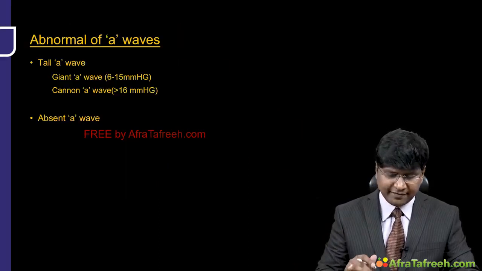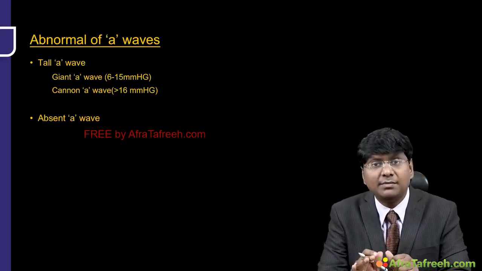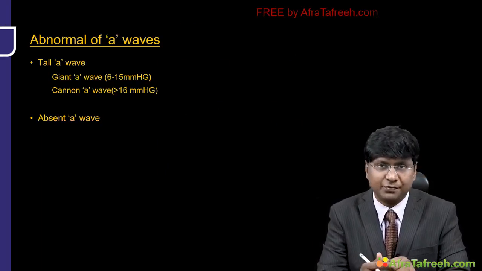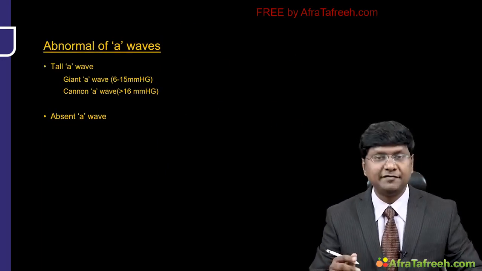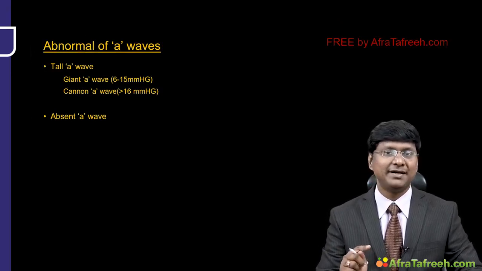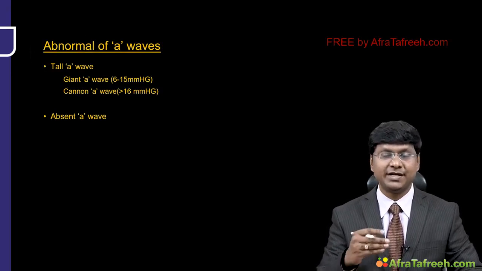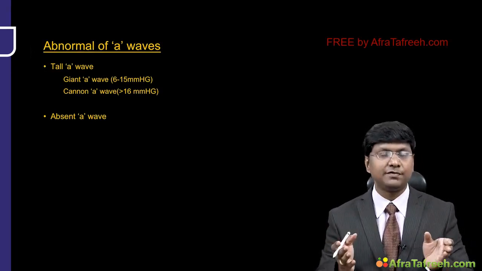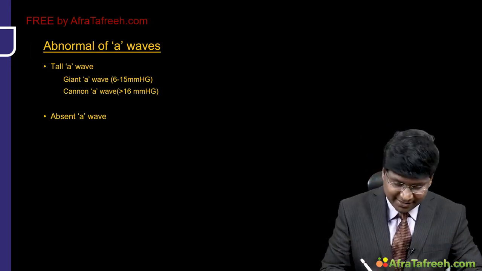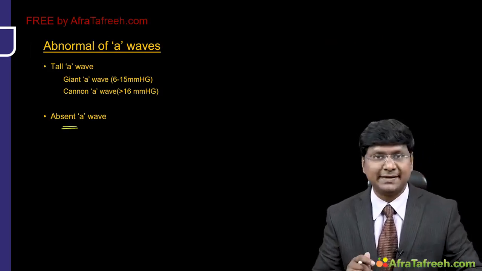Now, after having discussed the normal waveforms, let me take up the discussion of the abnormal waveforms. So let me first discuss the abnormalities of the A wave. In the abnormalities of the A wave, you have the conditions where there is an increased A wave, that is giant A wave as well as Cannon A wave. And there are certain clinical conditions where you have the absent A wave.